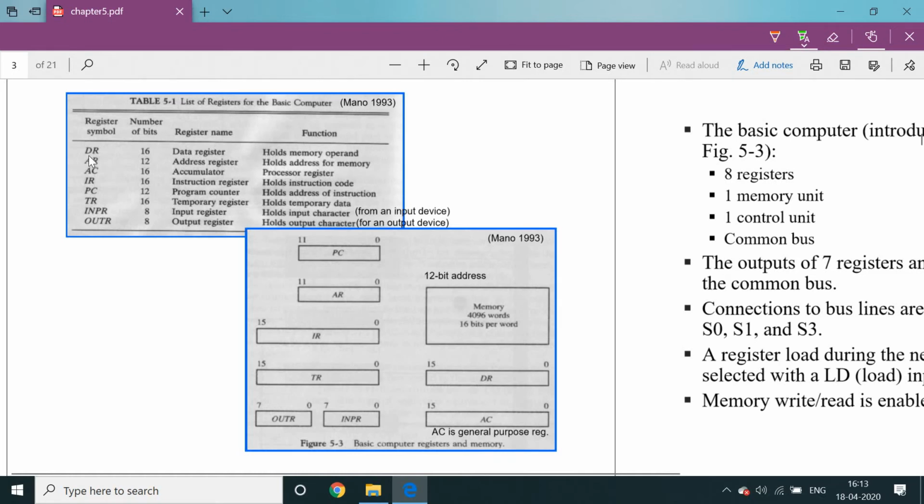This is the number of bits, that means the register size. DR size is 16 bits, address register size is 12 bits, accumulator is 16 bits, instruction register is 16 bits, program counter is 12 bits, temporary register is 16 bits, like this.